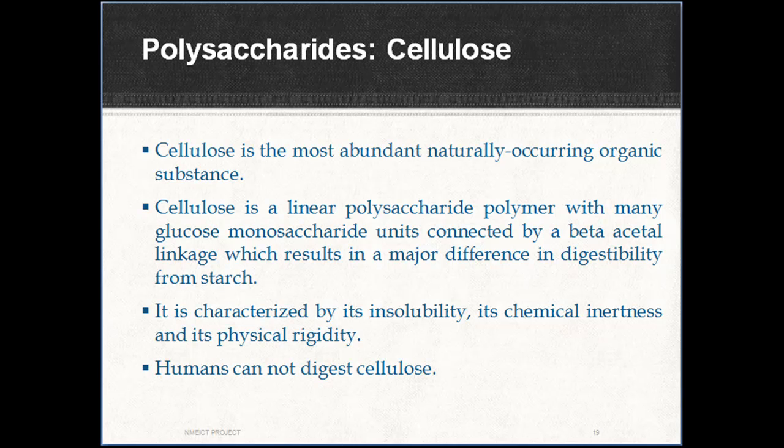Cellulose is a linear polysaccharide polymer with many glucose monosaccharide units, which are connected by beta-acetal linkage, which results in a major difference in digestibility from starch. It is characterized by its insolubility, its chemical inertness, and its physical rigidity.